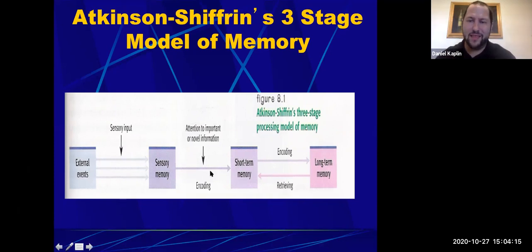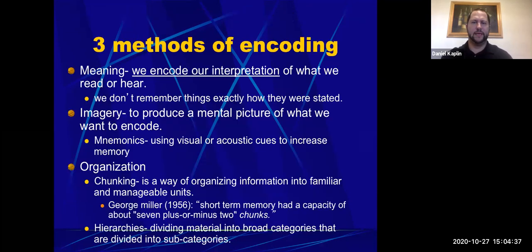Now, the one thing that I don't like about this graph, I believe, and you can see my cursor here, is that under long-term memory, the word storage should be there, because you have encoding, you have retrieval, but you don't have the process of storage. And storage would be under long-term memory. All right, so what do we encode?